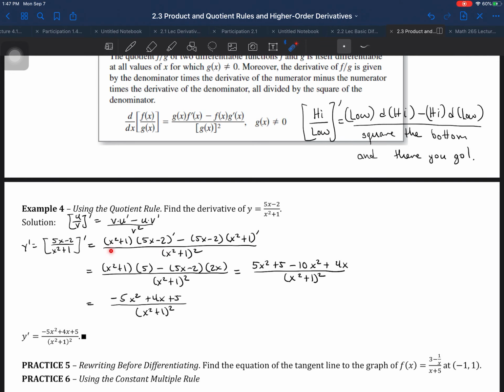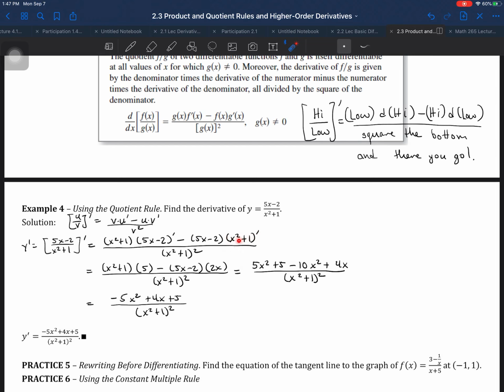Now that I've done the formula, I don't have to worry about the formula anymore. I just have to apply the derivatives that I have in front of me. The low, x squared plus 1, stays x squared plus 1. For the derivative of 5x minus 2, I use the power rule: the derivative of 5x is 5 times 1, minus the derivative of a constant, which is 0, so that's just 5. I already found the derivative of this. Minus 5x minus 2 times the derivative of x squared plus 1.